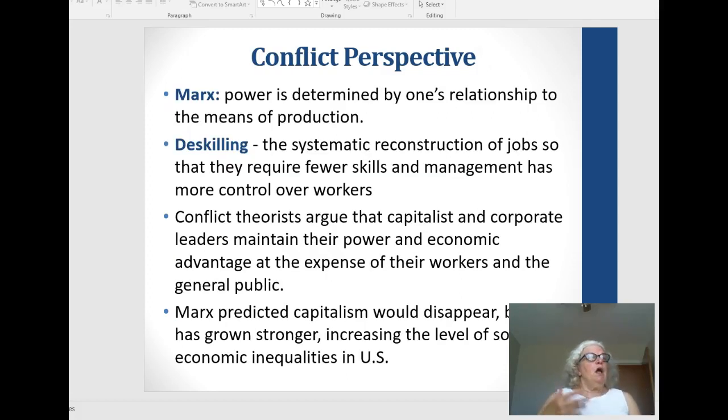From the conflict perspective, Marx talked about how power is determined by one's relationship to the means of production. And this process of de-skilling separates us and creates a work environment that is oftentimes boring, monotonous, and not highly rewarding. So he argues that the capitalists and the corporate leaders maintain their power and their advantage over the workers and the general public. What's interesting is we can think about this as we separate ourselves.